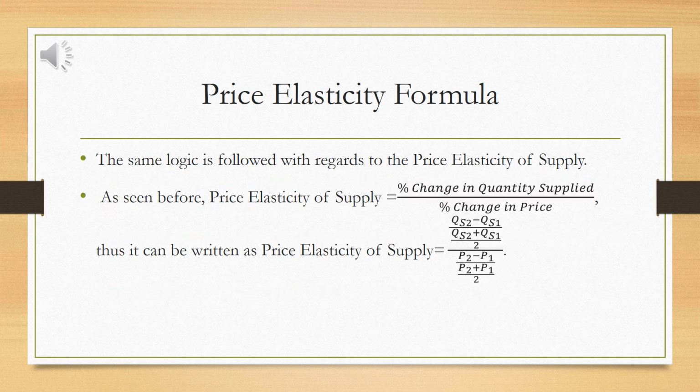The same logic is followed with regards to the price elasticity of supply. As seen before, price elasticity of supply is equal to the percentage change in quantity supplied over the percentage change in price. Thus, it can be written as price elasticity of supply is equal to the new quantity supplied minus the old quantity supplied divided by half the sum of both quantities supplied, over the new price minus the old price divided by half the sum of both prices.